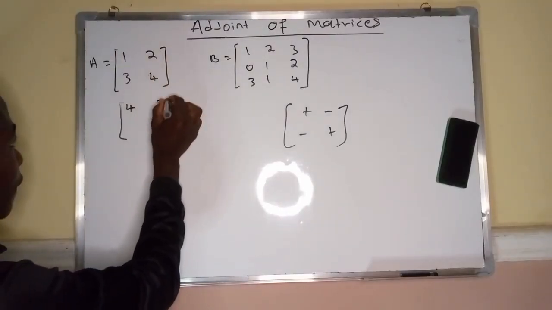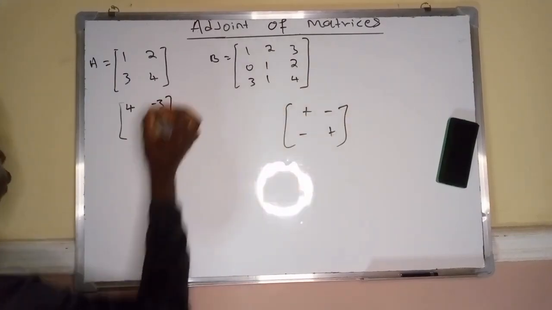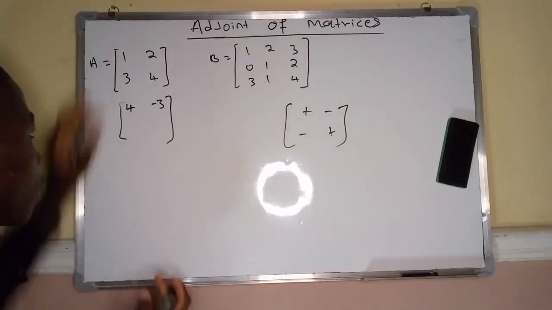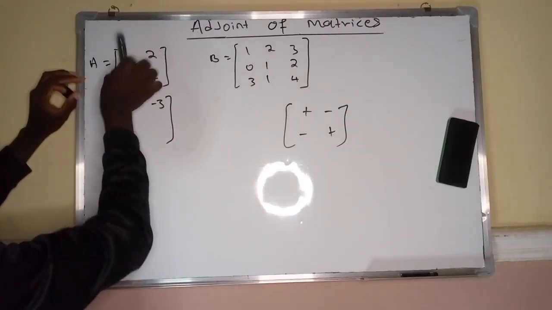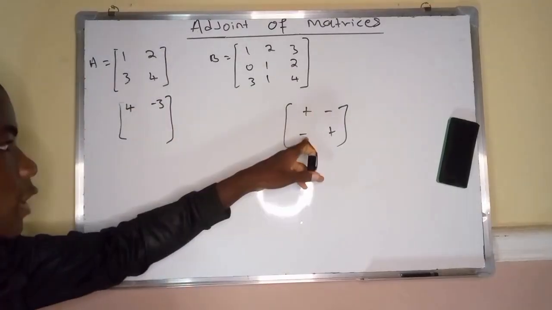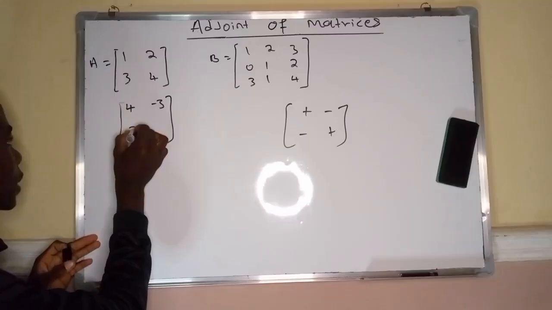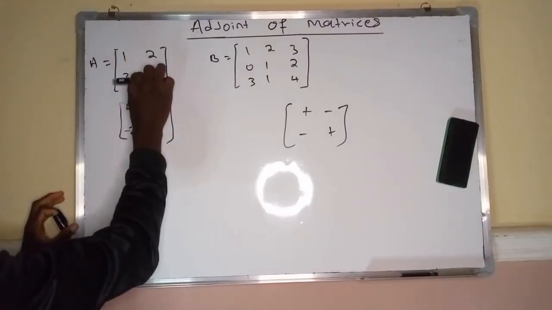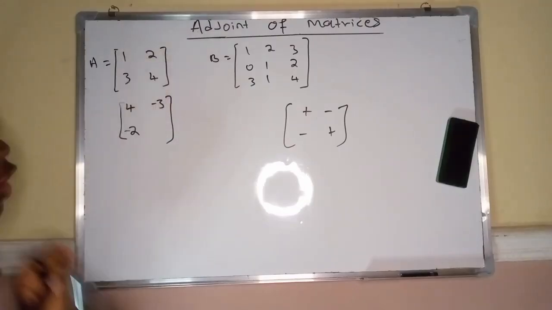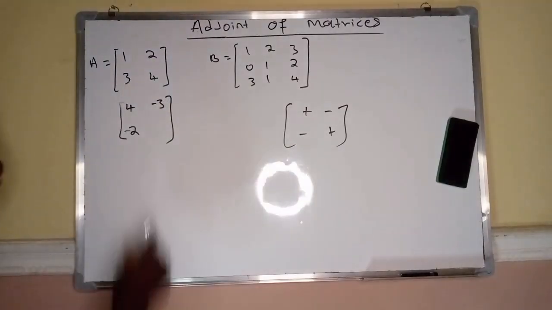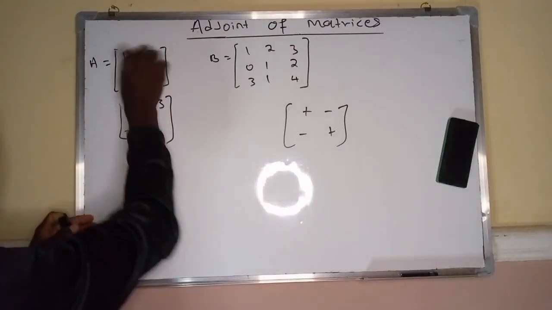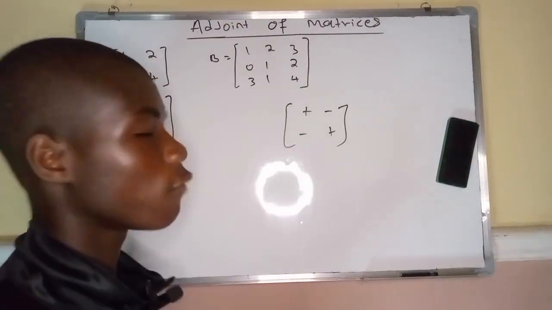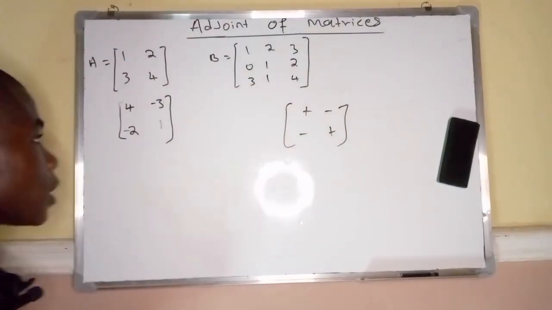I am left with only 3, multiplied by the negative sign, which gives minus 3. Then I find the minor of 3: if I delete its row and column, I am left with only 2, and multiplying by the negative sign gives minus 2. Then the minor of 4: I delete its row and column, and I am left with only 1, multiplied by the positive sign, which is still positive 1.